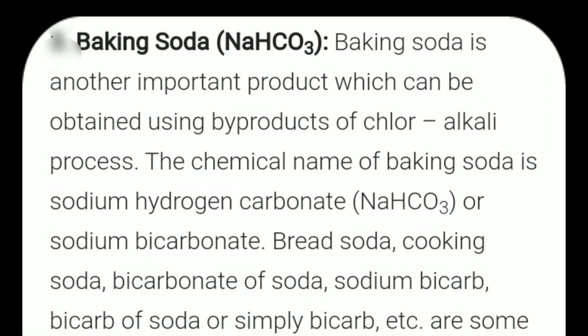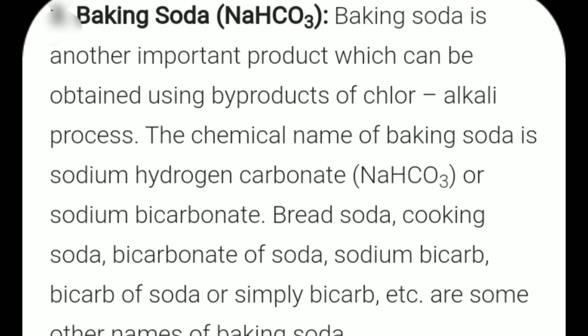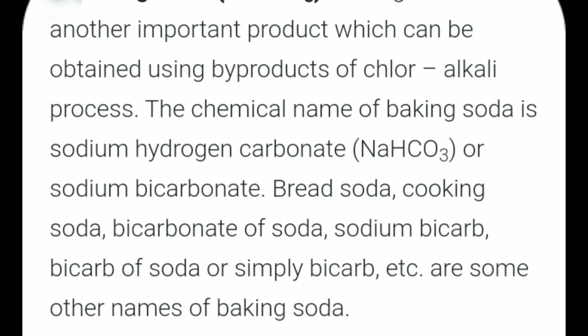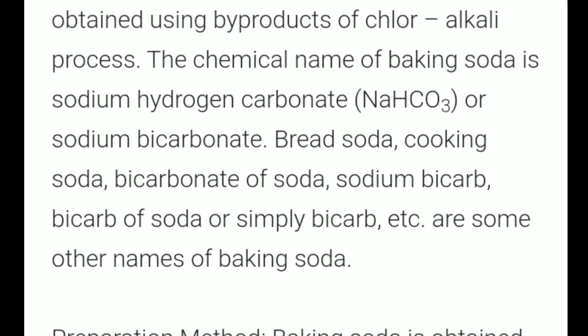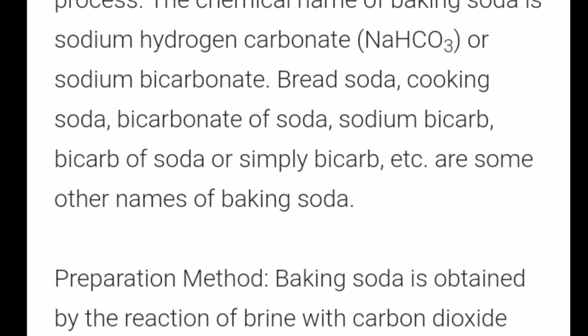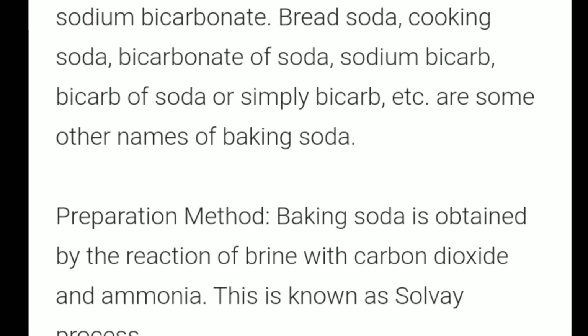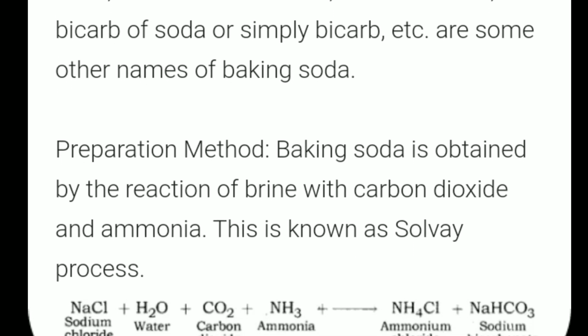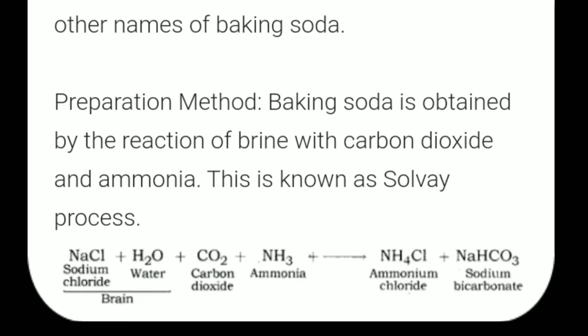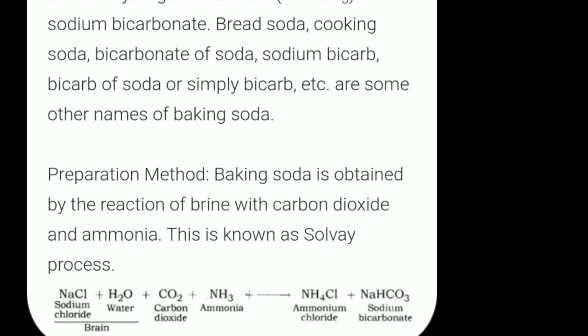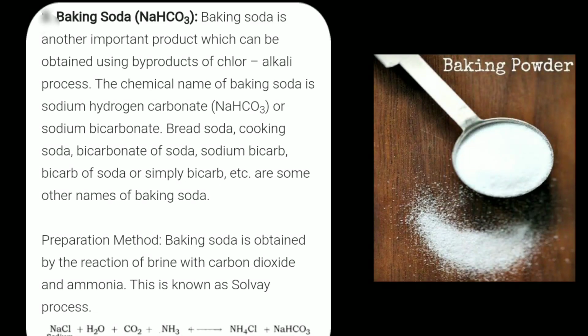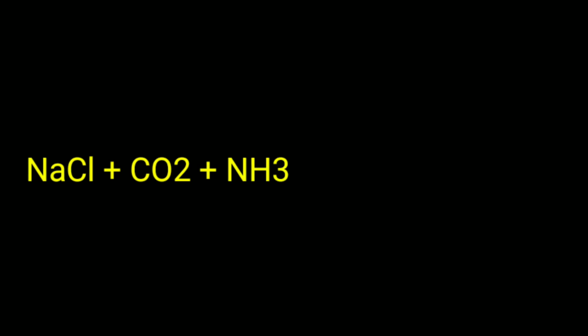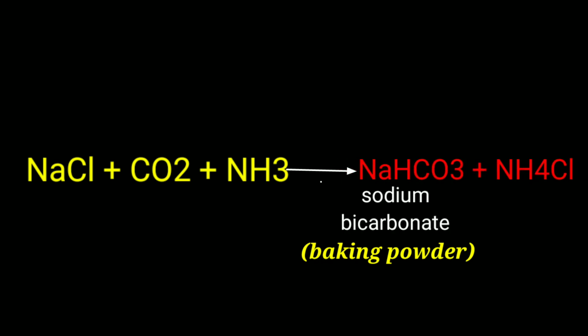The chemical formula of baking soda is NaHCO3. It can also be called bread soda, cooking soda, etc. Here is how we can prepare it: baking soda is obtained by the reaction of brine, I hope you know brine solution, an aqueous solution of sodium chloride, with carbon dioxide and ammonia. This process is known as the Solvay process. So the overall reaction is NaCl plus CO2 plus NH3 gives NaHCO3, sodium bicarbonate, plus ammonium chloride, NH4Cl.